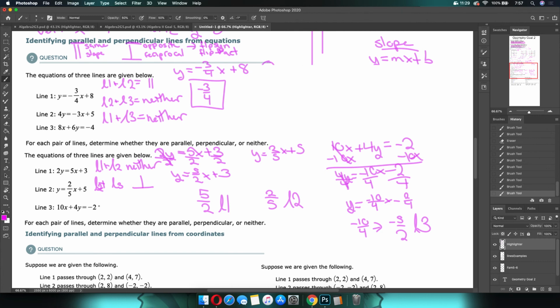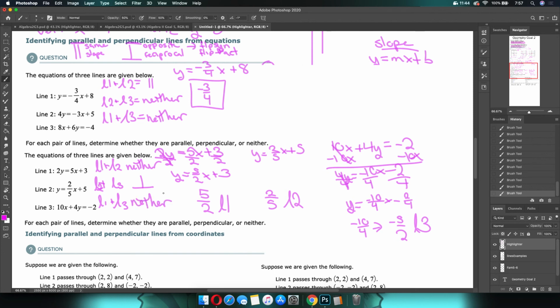All right, how about line 1 and line 3? Let's see here, we have 5 halves and -5 halves. The signs flipped, but the fractions didn't, so this is neither. I hope that makes sense.